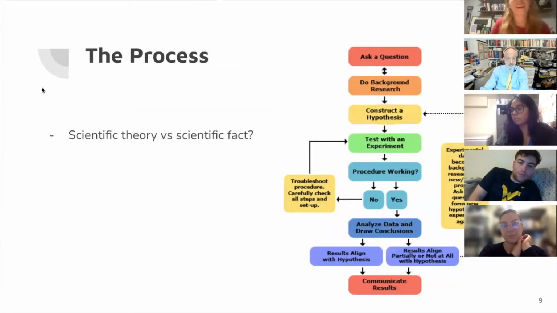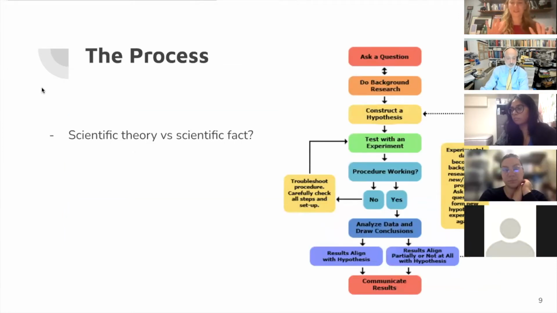So this is again just a little diagram of the process. Ask a question, research, hypothesis. I liked this one because it said you do your experiment and you see if the procedure is working. If it's not, you troubleshoot the procedure and carefully check the steps. That's okay, but you have to make sure that you report that in your paper, when you're telling people about that.